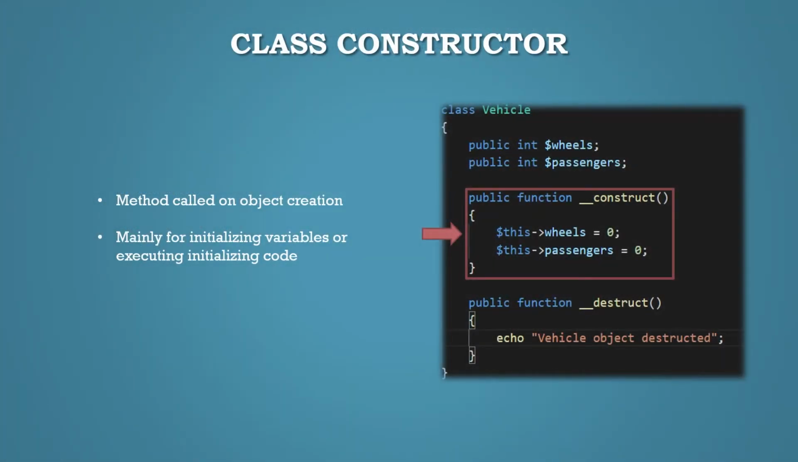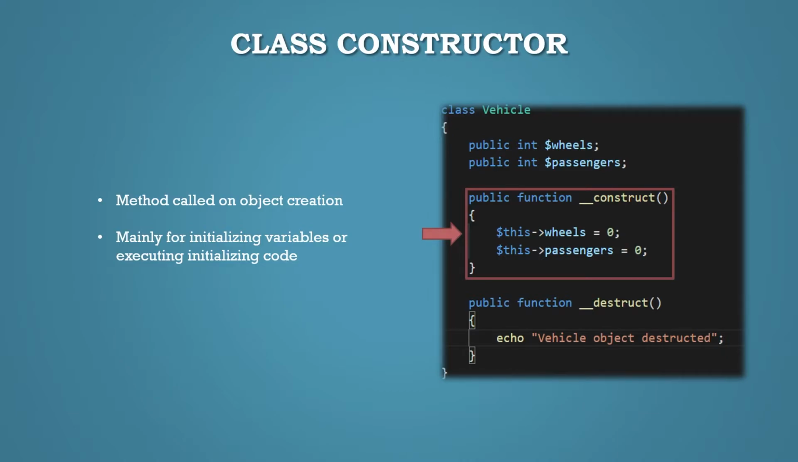There are some cases where we'll need to initialize the class properties at the moment it gets created. For example, to prevent errors when accessing class properties that are not initialized, or simply if we want to execute code to prepare the class object. This is what the constructor is for. It is basically a method that will get called automatically when creating an object instance of this class.